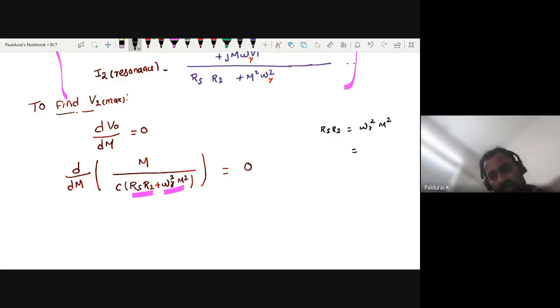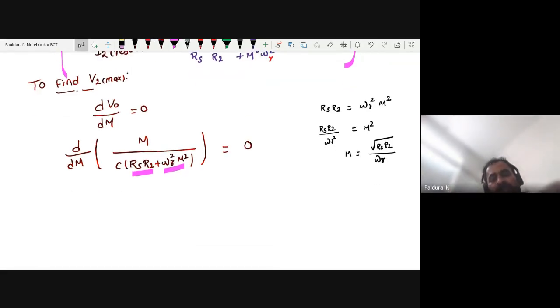What is the M value? M squared equals Rs R2 divided by omega R squared. I'm looking for M, so M equals square root of Rs R2 divided by omega R. It's very simple. If you know this equation, voltage gain at resonance, then the condition for maximum voltage gain is nothing but M. It is very easy to end up with this formula once you know this logic.